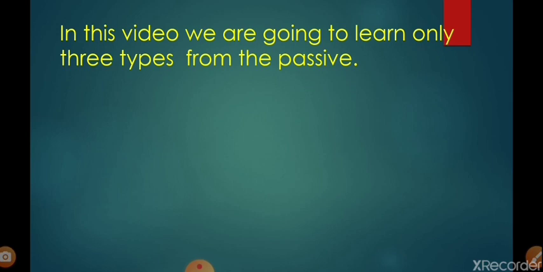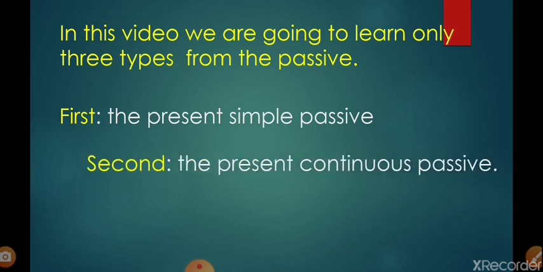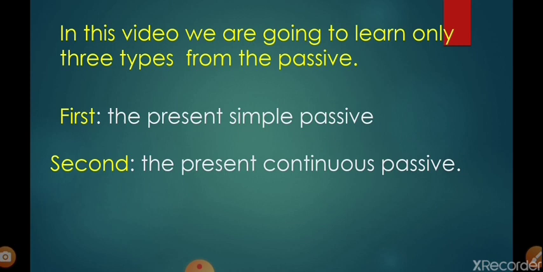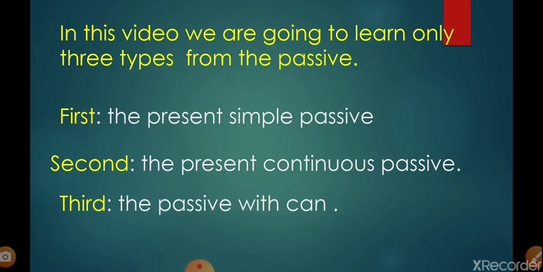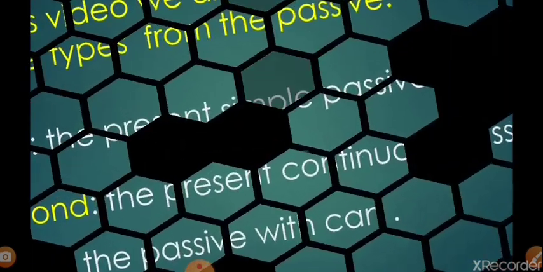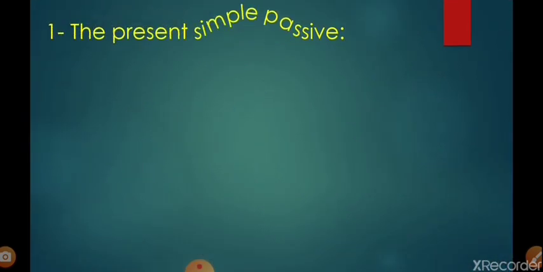In this video, we are going to learn only 3 types from the passive. First, the present simple passive. Second, the present continuous passive. Third, the passive with can. Now, my student, let's start with the present simple passive.